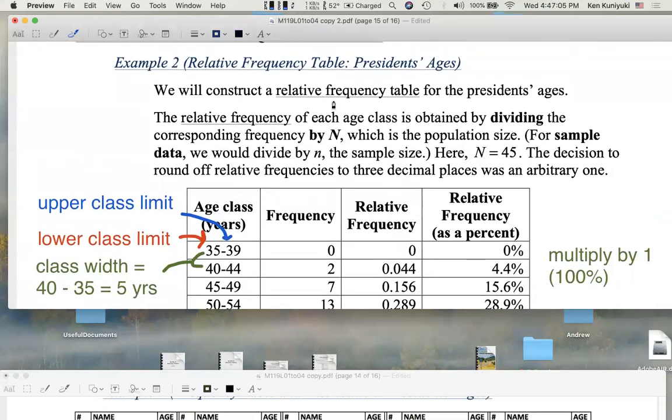We're going to construct a relative frequency table for the presidents' ages. The relative frequency of each age class is obtained by dividing the corresponding frequency by capital N, the population size. For sample data, we would divide by little n, the sample size. Here, capital N is 45, the population size. And on homework or exams, I'll tell you how to round off.